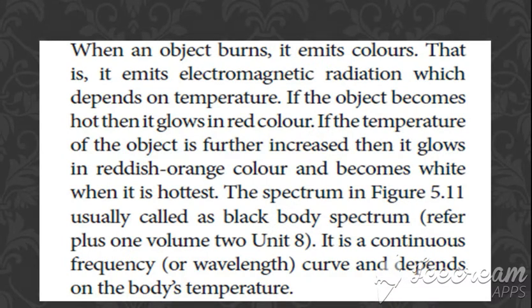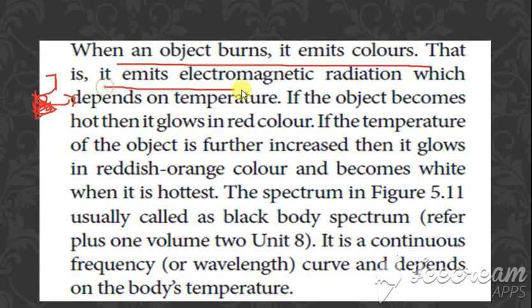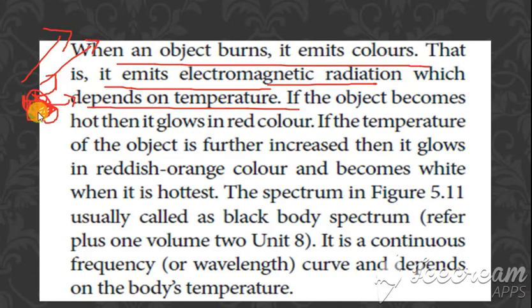First, when an object burns, it emits color. So we know that whenever you make any object burn, it will give off some color, and it emits electromagnetic radiation. So whatever it emits is called what? That is electromagnetic radiation, which depends on the temperature. So the temperature is at what heat it is burning, and the electromagnetic radiation depends on that much heat.